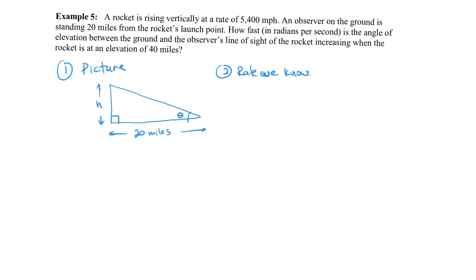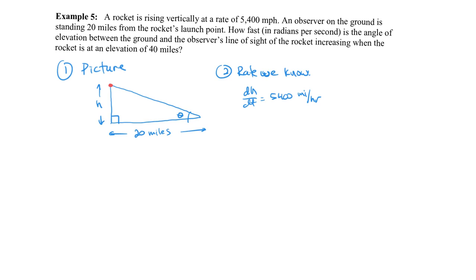All right, so this is what I've got. Got a picture here, and you got 20 miles here, right? You got the height here, so the rocket would be right here. There's the rocket. We also know this h is increasing, right? So if I call this h, then we know that dh/dt is 5,400 miles per hour, right? So that's the rate we know. dh/dt equals 5,400 miles per hour.